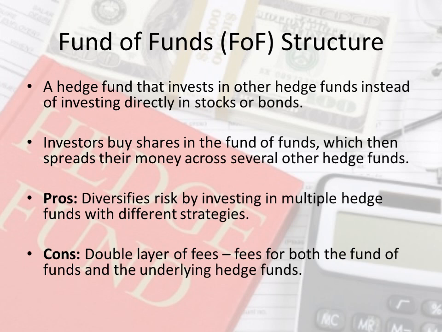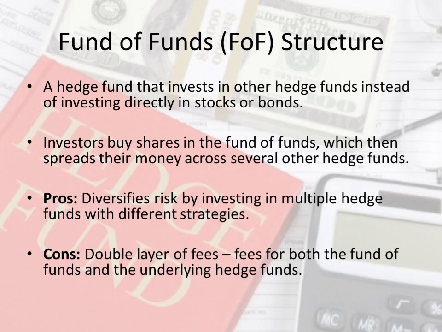Let me give you a very simple example. If you invest in a fund of fund, your money might get spread across several different hedge funds. One that invests in tech companies, another in real estate, and another in international markets. This way, you are diversifying your investments.